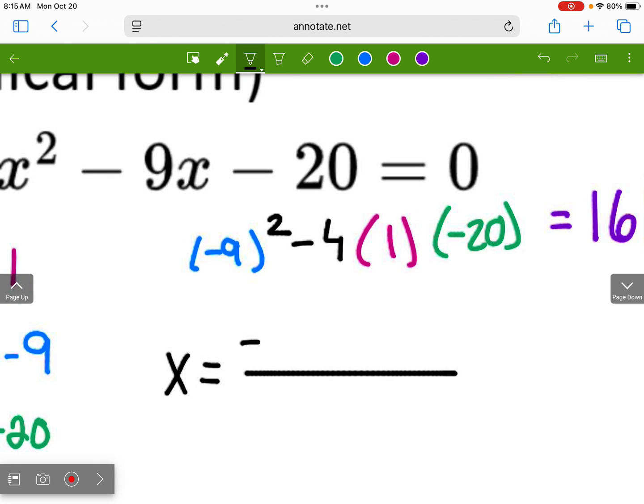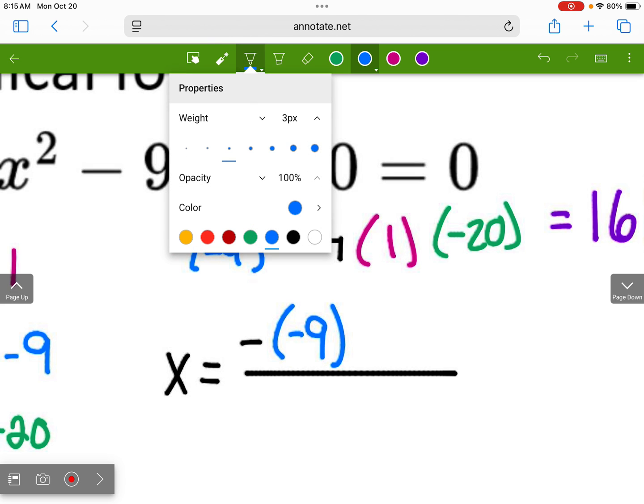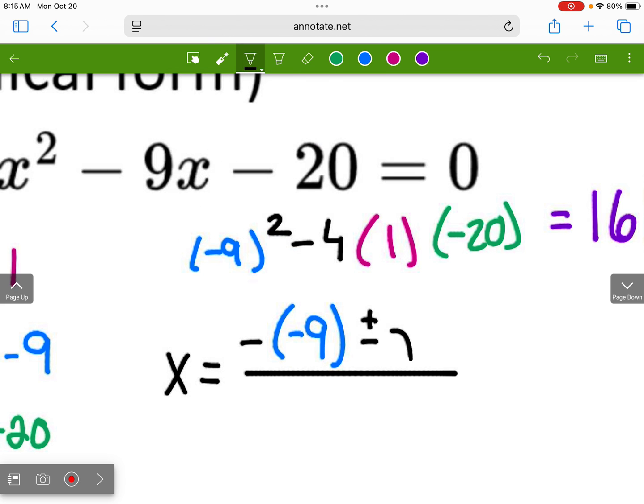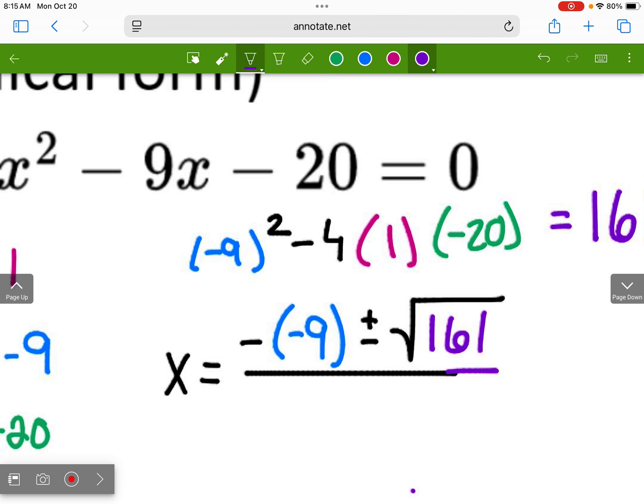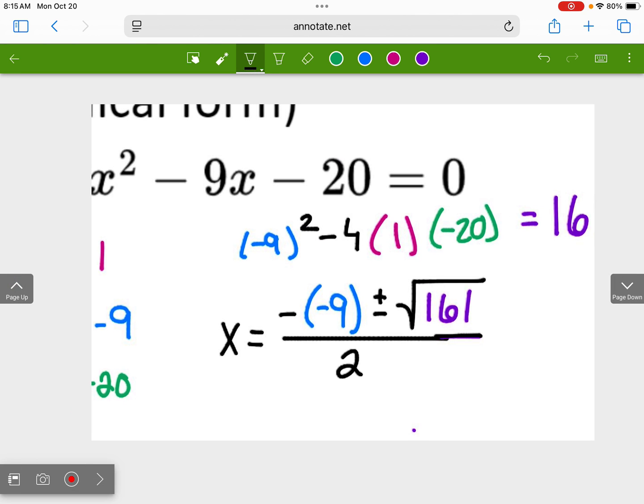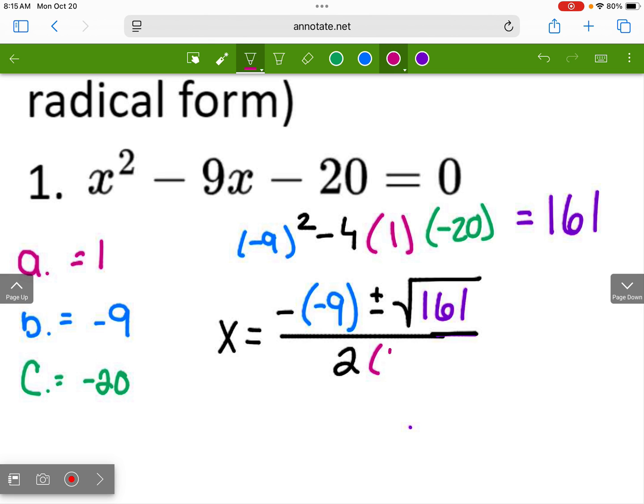We're going to have the opposite of our b, -9, plus or minus the square root of our discriminant, that 161. And that's all going to be over 2 times our a, which is 1. And we're going to try and simplify that as much as we can.